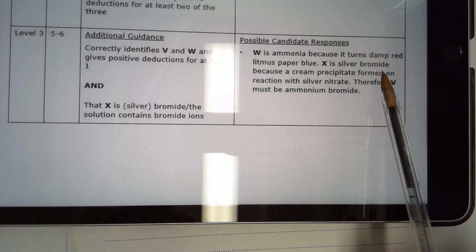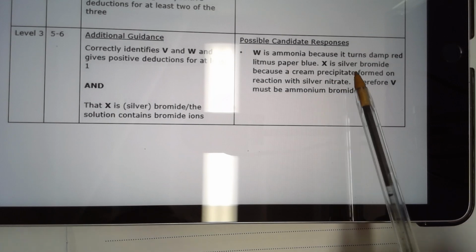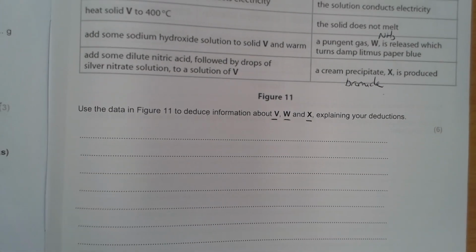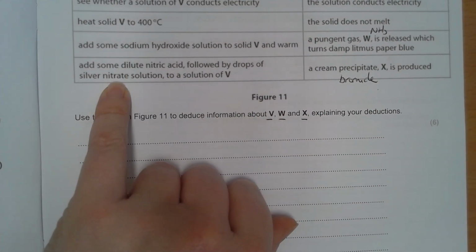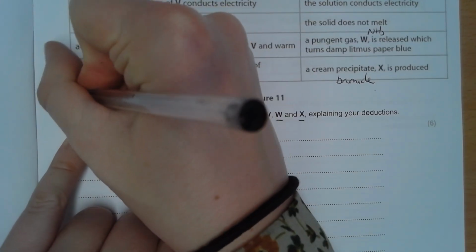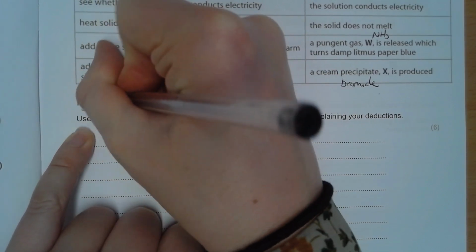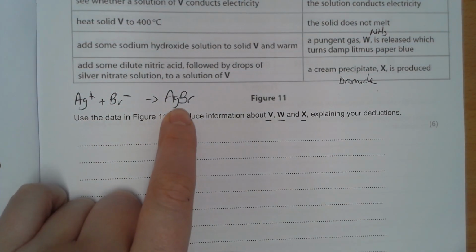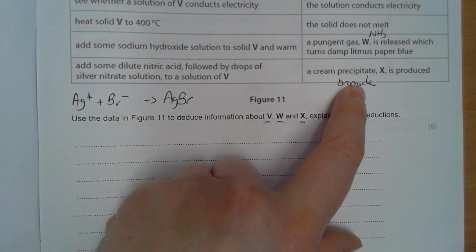X is silver bromide because you form a cream precipitate. Now you have to mention the silver, okay? When you're doing this reaction, you're adding the silver nitrate. The half equation, if we wrote it out, is going to be this, and specifically the solid is silver bromide. It's not just bromide ions by themselves.